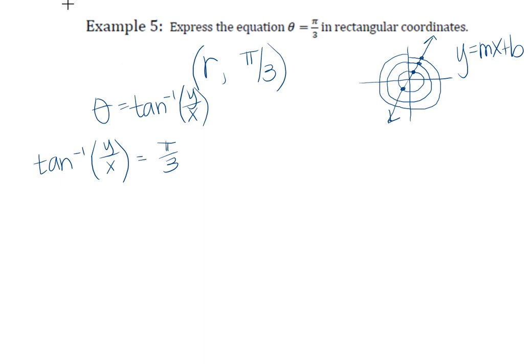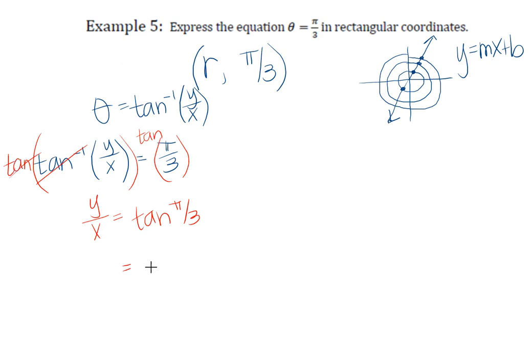The next thing you could do is take the tangent of both sides to cancel out the inverse tangent here. So if I took the tangent of this side and then the tangent of pi over 3, these would essentially cancel. We'd have y over x equals the tangent of pi over 3. Now hopefully at this point we know the tangent of pi over 3 is root 3, so we could write that in. So we'd have y over x equals root 3.